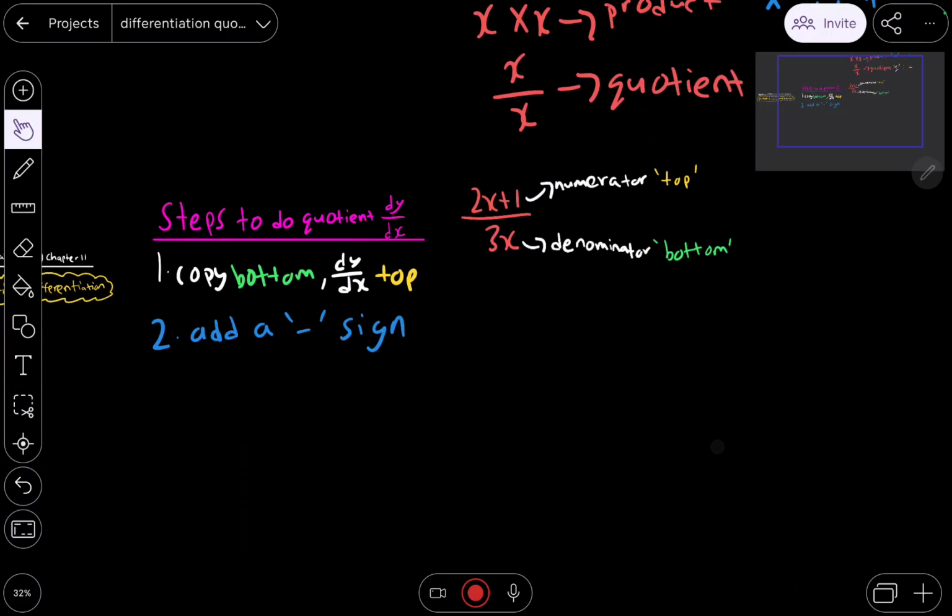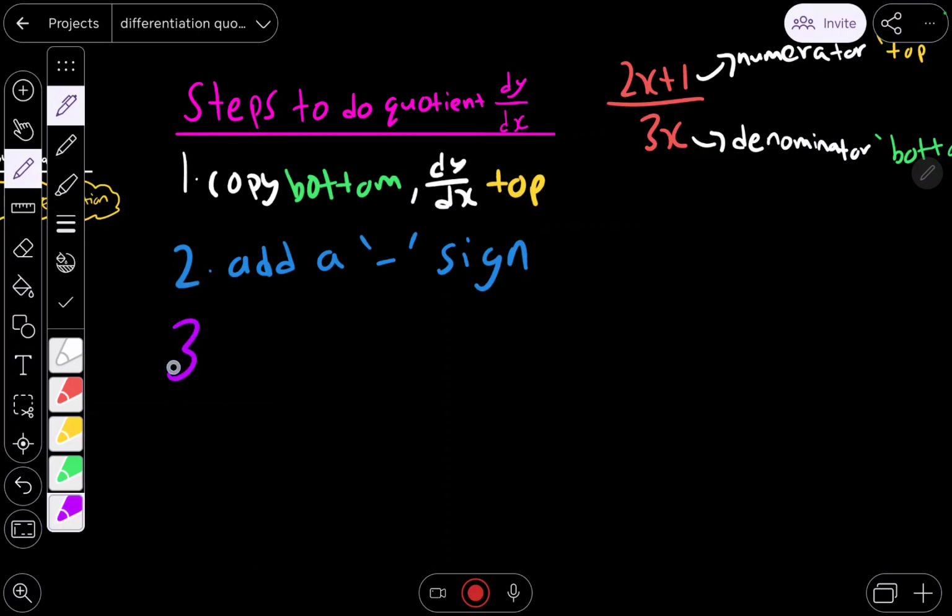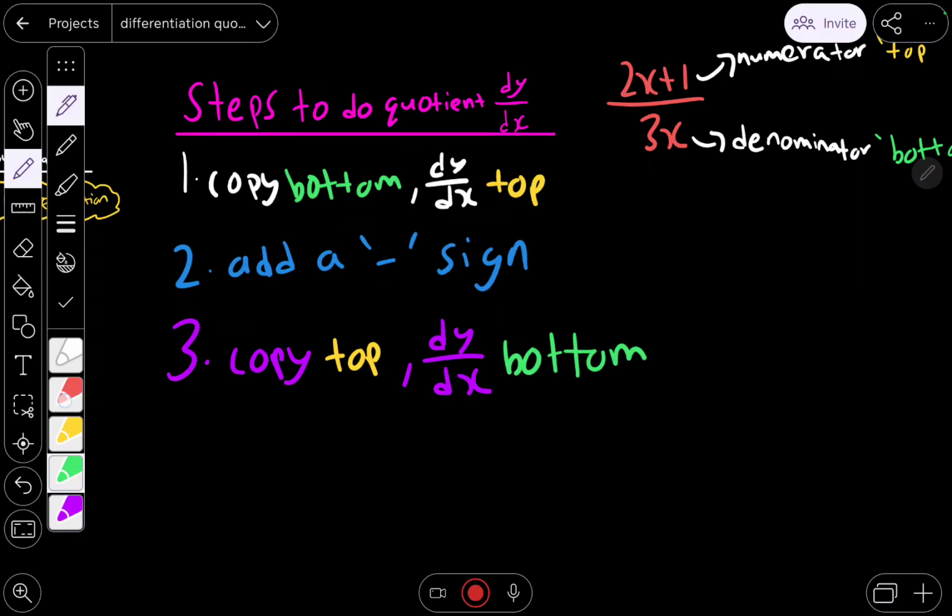So the next step, the third step, is to copy top, but this time you differentiate the bottom. So back to this analogy, copy top means I copy 2x plus 1 and I differentiate 3x. This one, the first one, I copy 3x and I differentiate 2x plus 1.